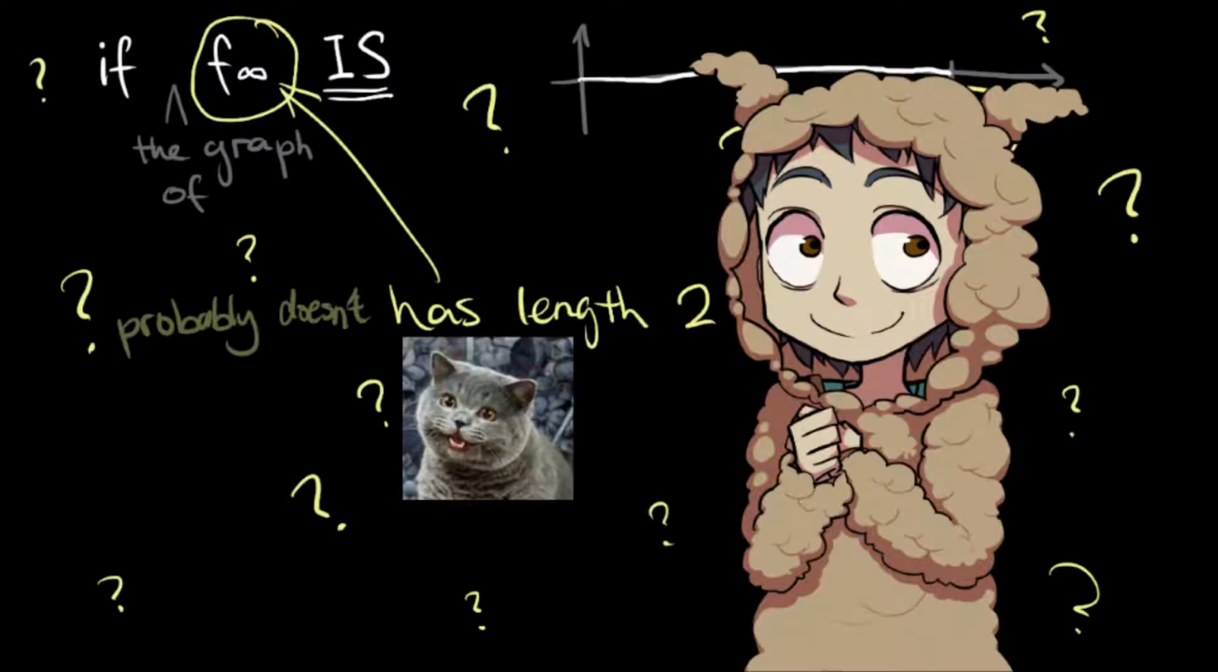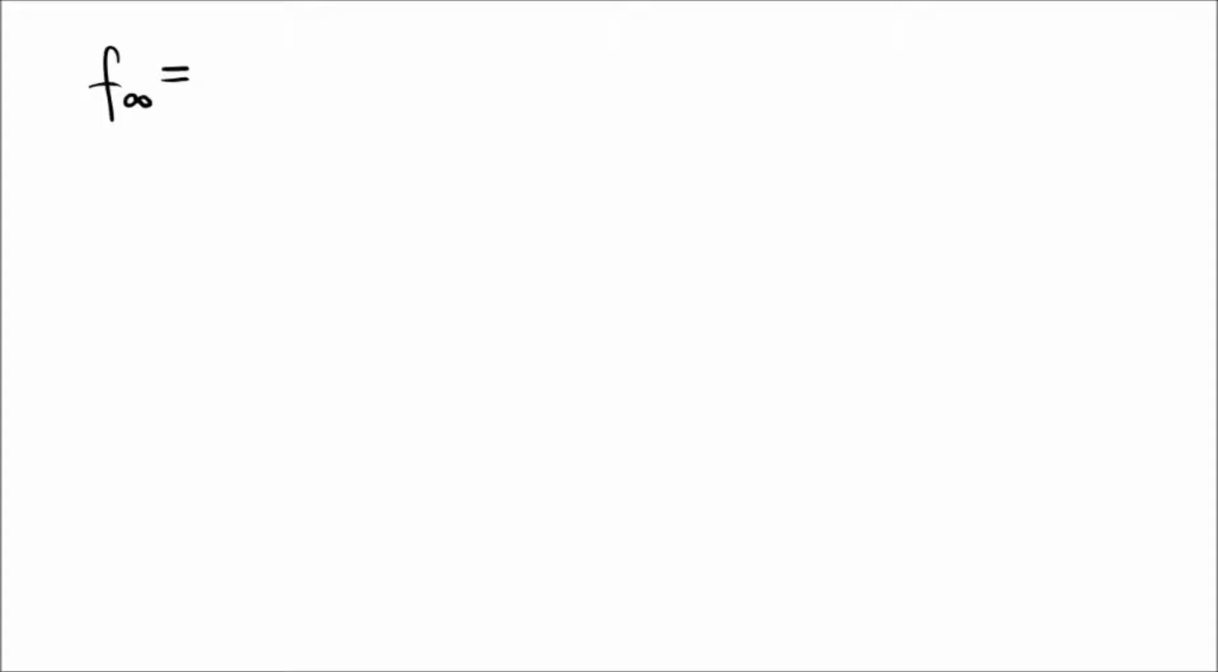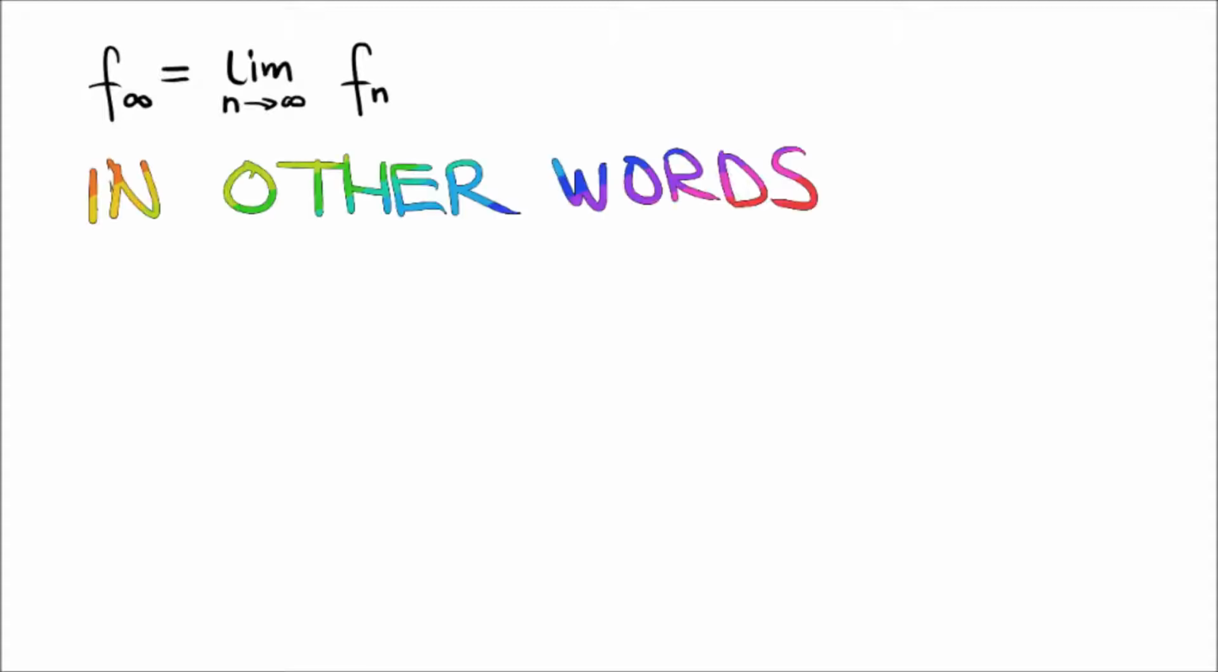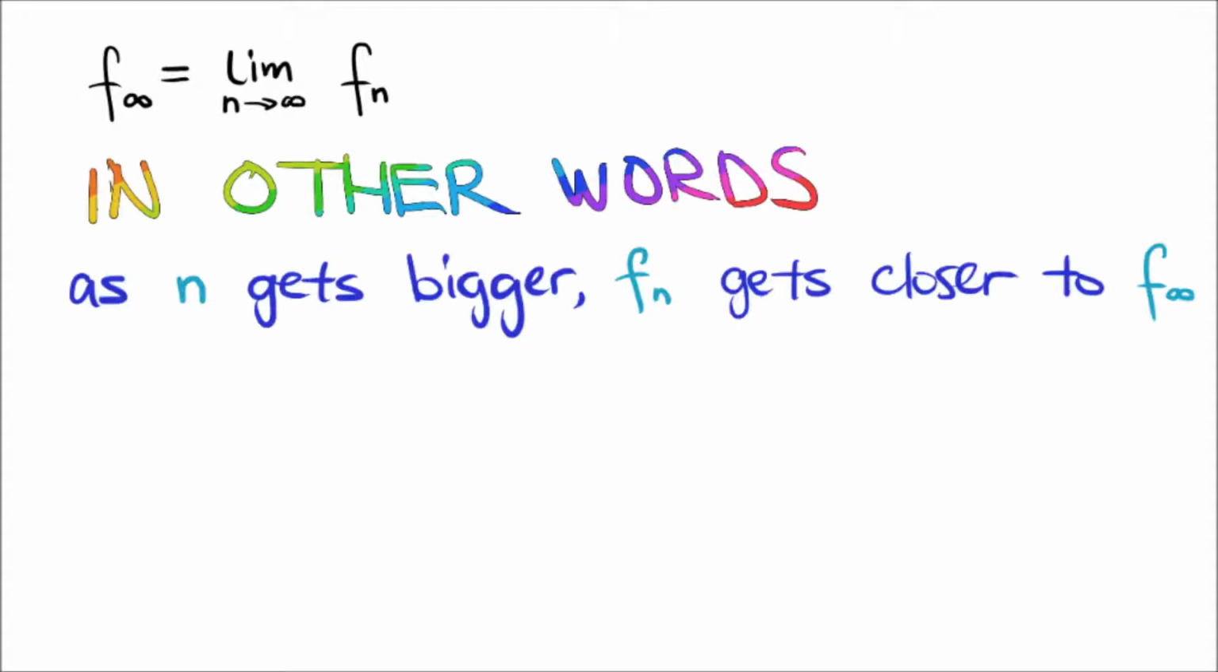Well, I wouldn't say f infinity has length 2. It's not like the other fn's. F infinity is the limit as n approaches infinity of fn, and by that we mean f infinity is the function that the sequence of fn's get closer and closer to.